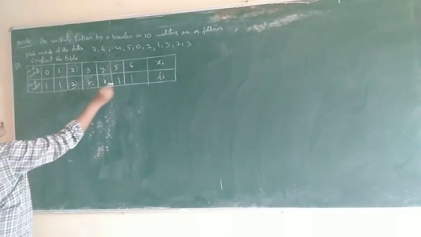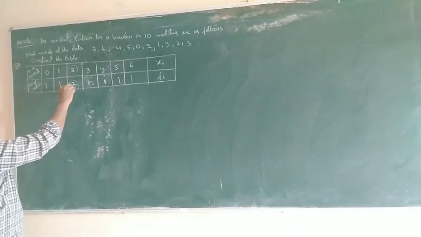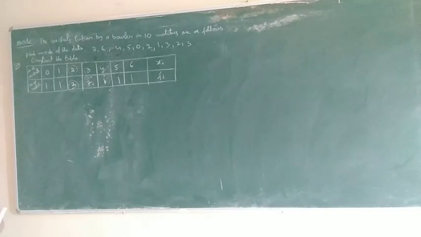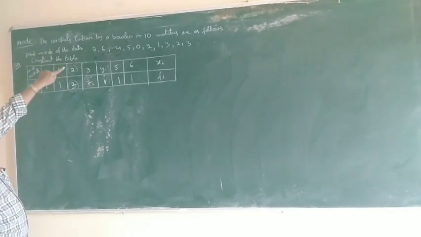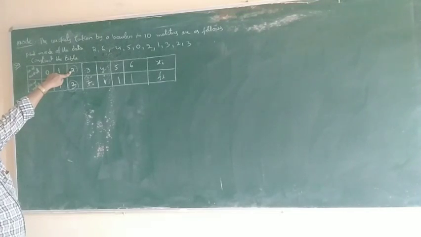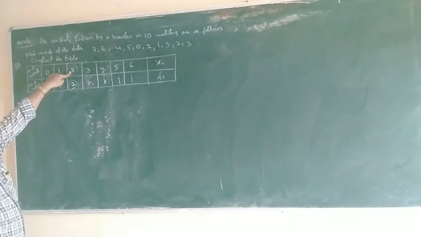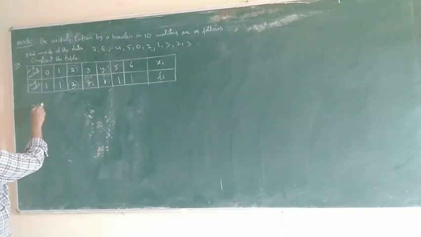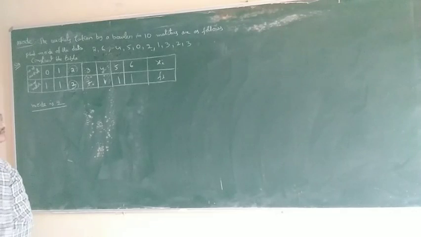Maximum frequency, this is 1, 1, 1, 2, 2. The maximum frequency is 3. So the value of the observation is the mode. The value of observation is mode. So not 3. 3 is not a mode. 2 is mode. Mode is always taken from the observations. Okay, clear. So mode is 2. This is the answer.